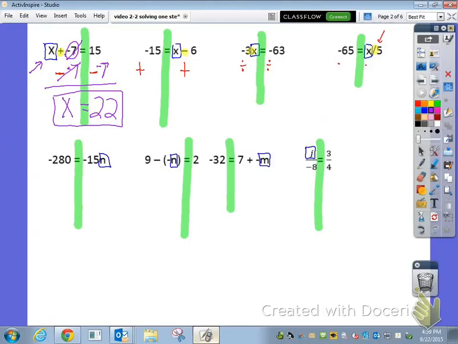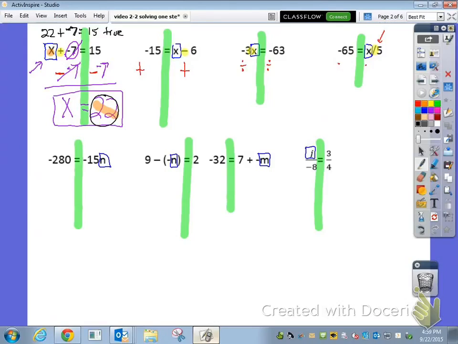Now, it's a solution, and what that means is, if I were to plug in 22 for X, I'm just gonna show you what this would look like. If I said 22 plus a negative 7, and I were to put that in my calculator, I would get 15. And that would be a true statement. Like I could punch that in and that would be true. That's what that means. So 22 is my answer.